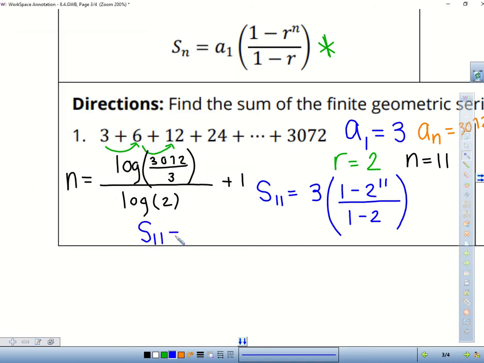Is this complicated? Like, how do you use the Desmos thing? I got negative 6,143.